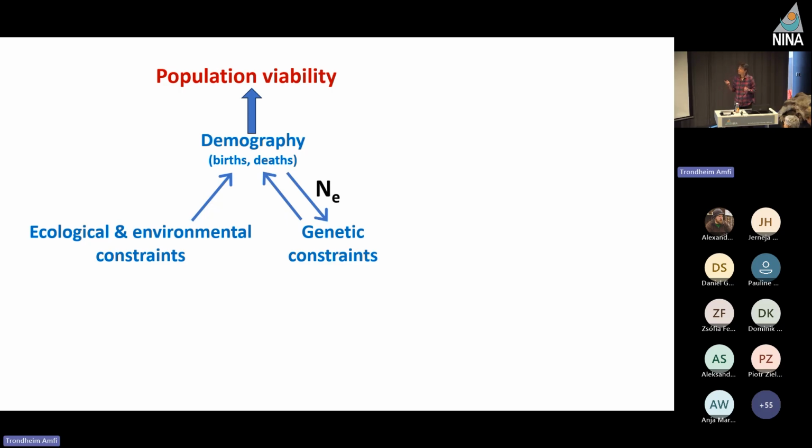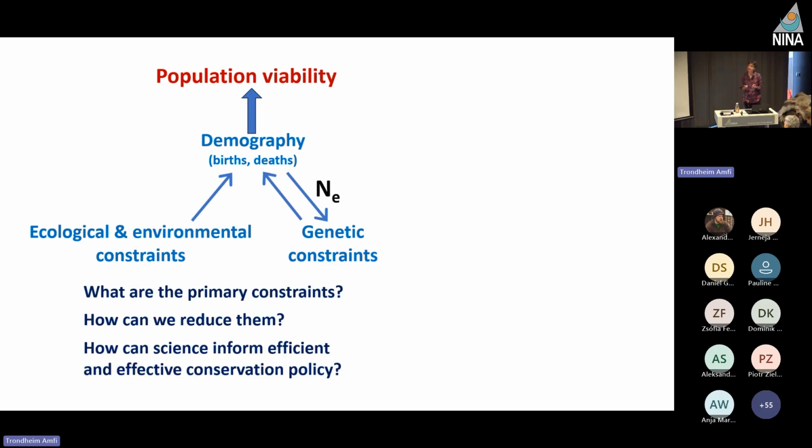So having set up this framework, then there's some important things we need to know as population and conservation managers. What are the primary constraints in this system? How can we reduce them? And so how can we use this kind of advanced scientific understanding to actually inform efficient and effective conservation policy, which is what we want to do.